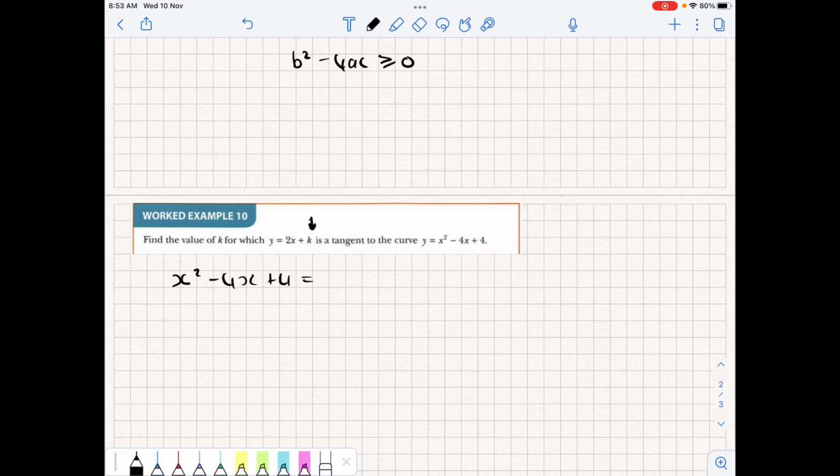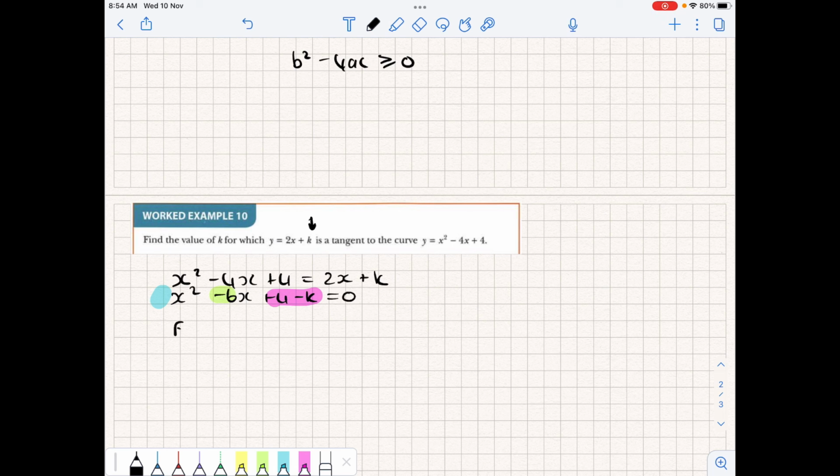Right, for points of intersection, they first of all have to be equal to each other. Okay, and we'll just rearrange the equation. So we're going to group like terms. So we have x squared, and we're going to have minus 6x plus 4 minus k equal to 0. So we have our a, our b and our c term.